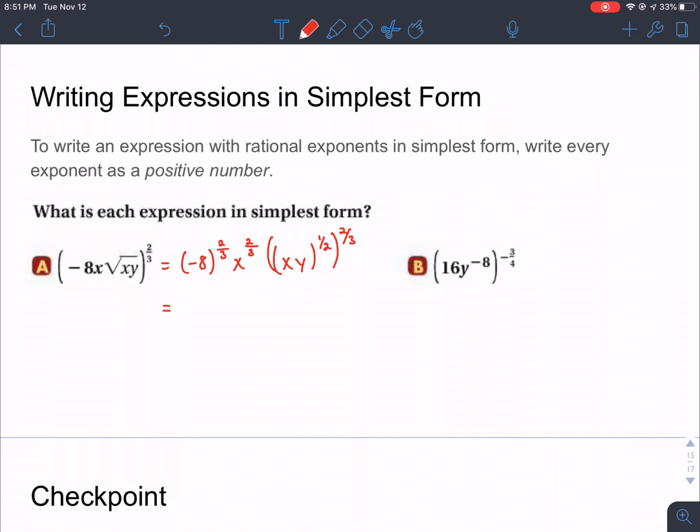This can be then rewritten as negative 8 to the 2/3. Negative 8 to the 2/3 is, I'm going to use that trick that I just talked about a while ago. I'm going to change 8 into 2 to the 3rd power. So I've got negative 2 to the 3rd power, to the exponent of 2/3, times x to the 2/3, times xy, all to the 1/2 times 2/3. It's going to be 2/6, which is 1/3.